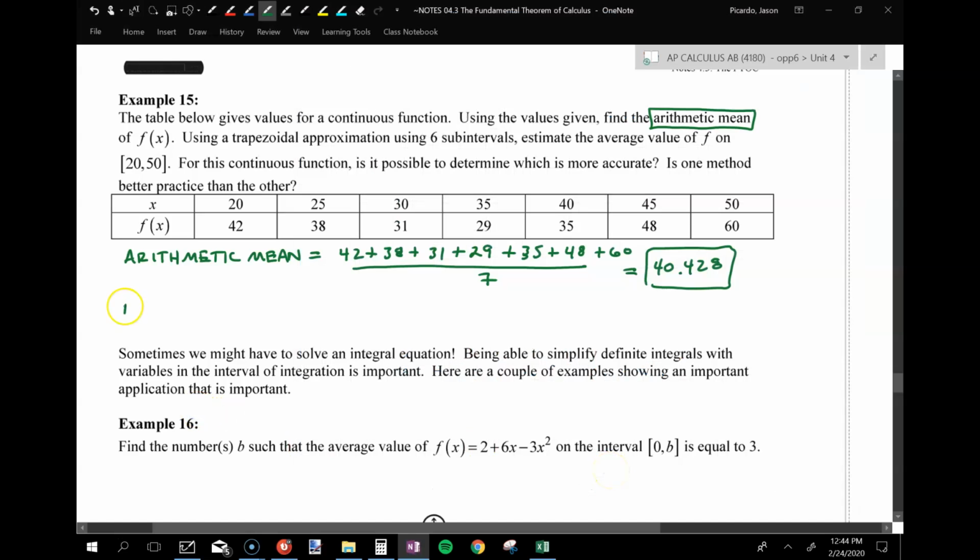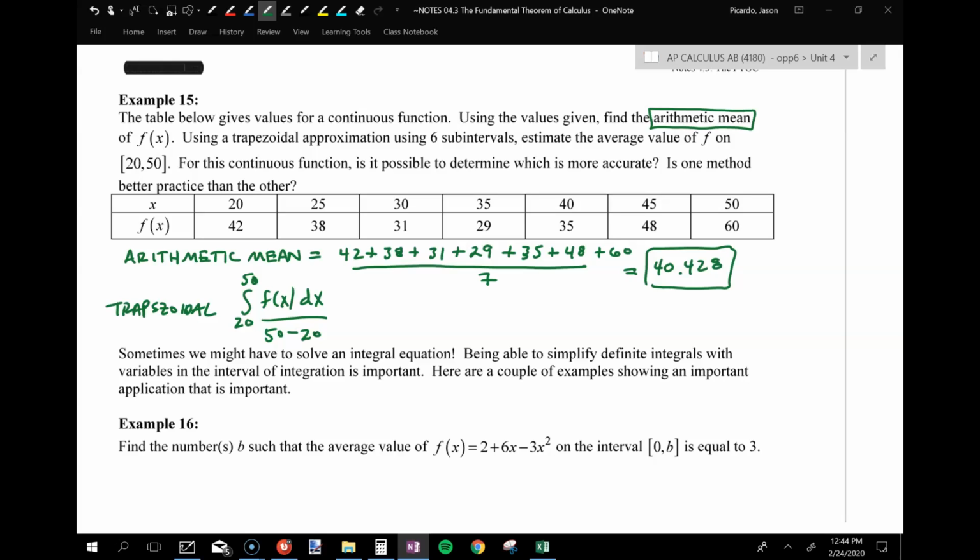So the trapezoidal is going to be the following. Ready? I'm going to integrate from 20 to 50 my function over 50 minus 20. That's going to give me an average, right? Now, Christina's sitting there saying, Picardo, you're not going to integrate. You don't have a function. You can't integrate. And I'm going to say, well, I don't have any other option. This is the only way I can integrate.